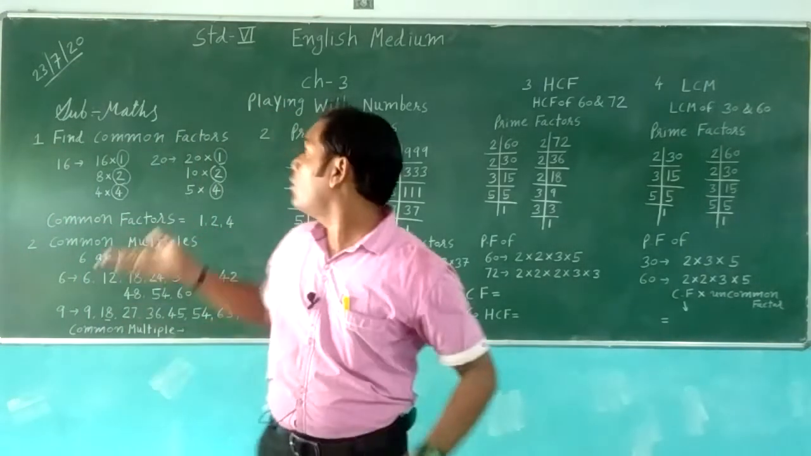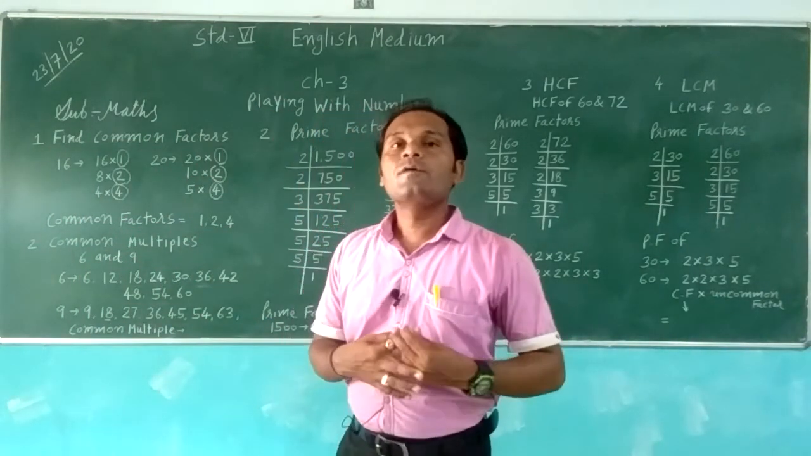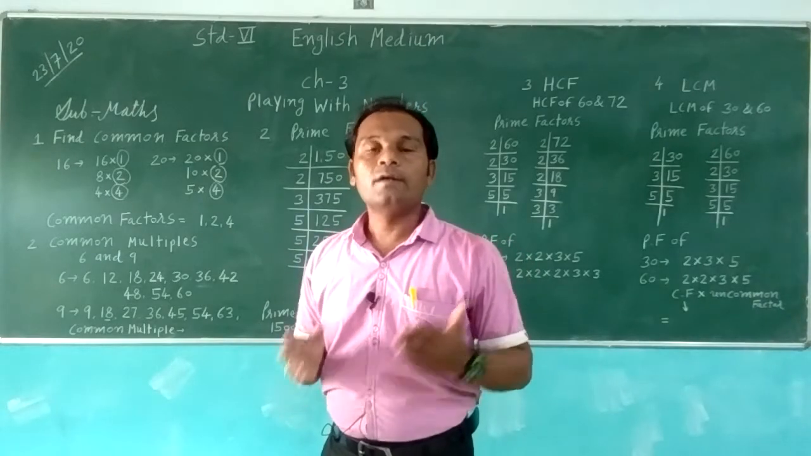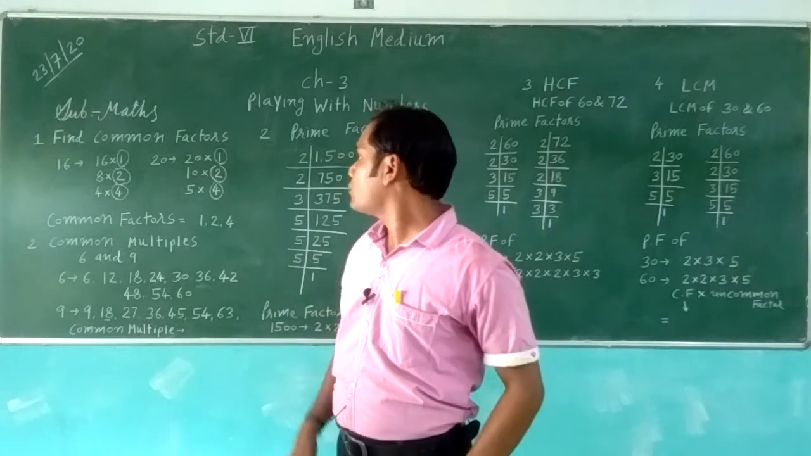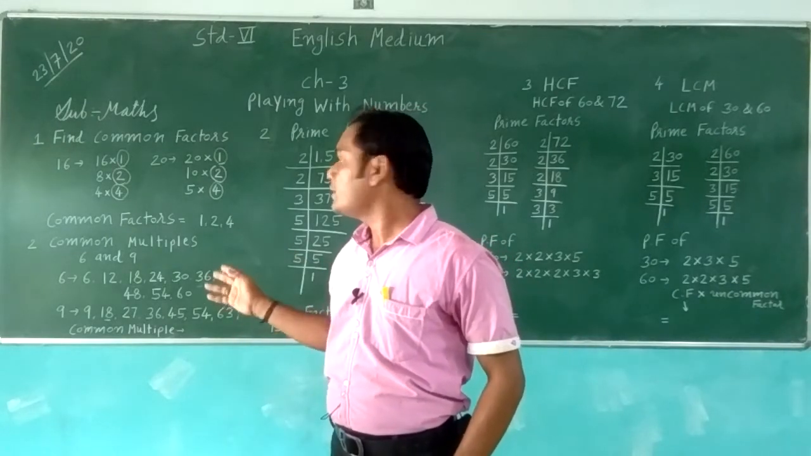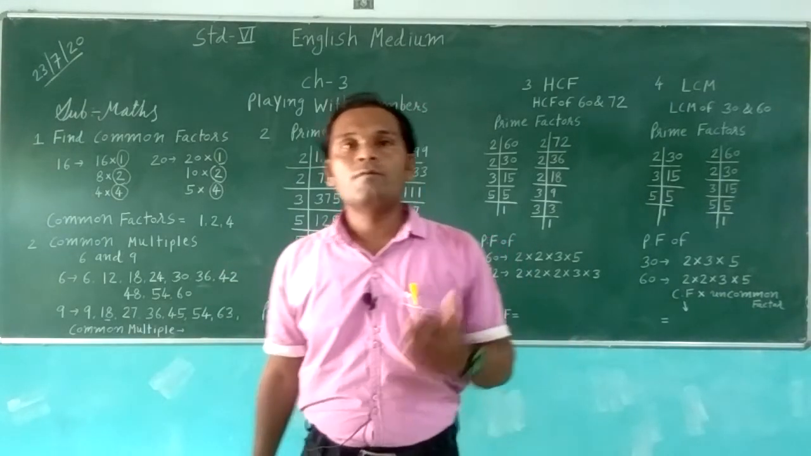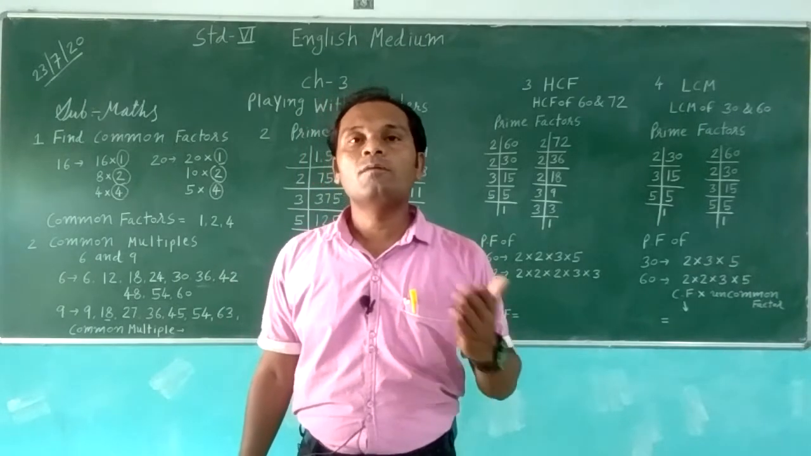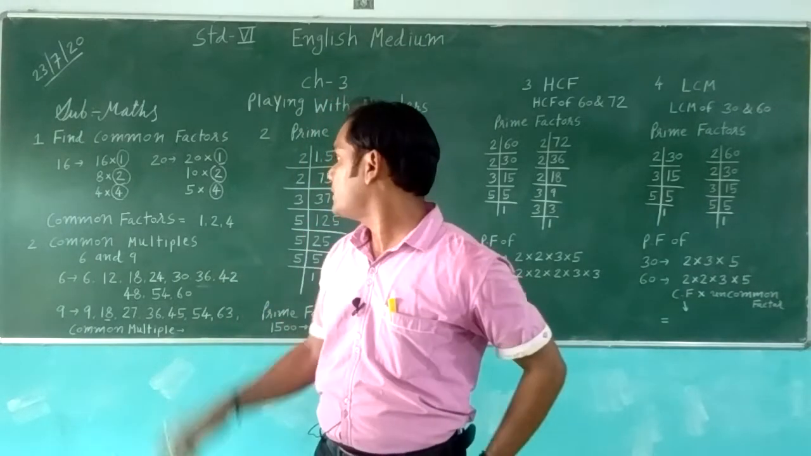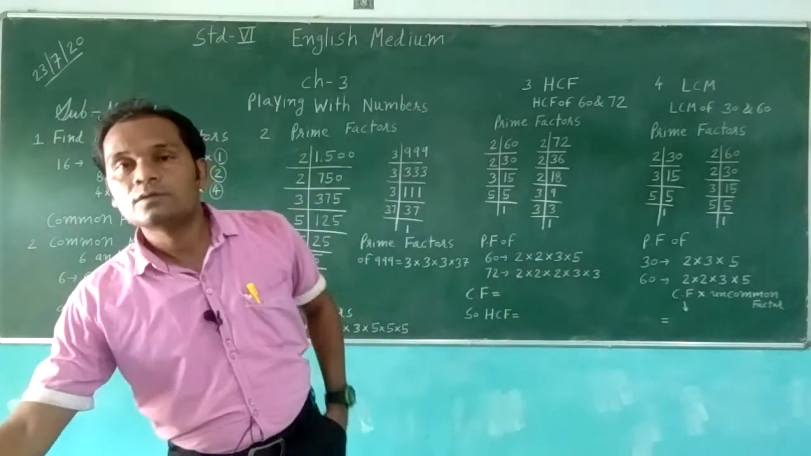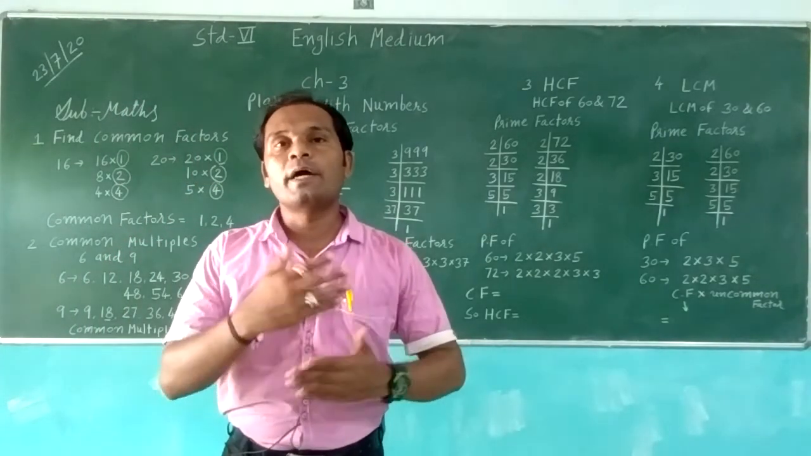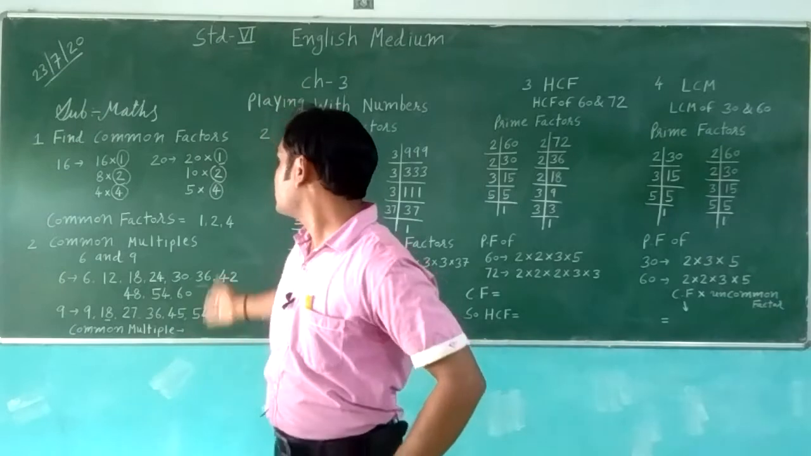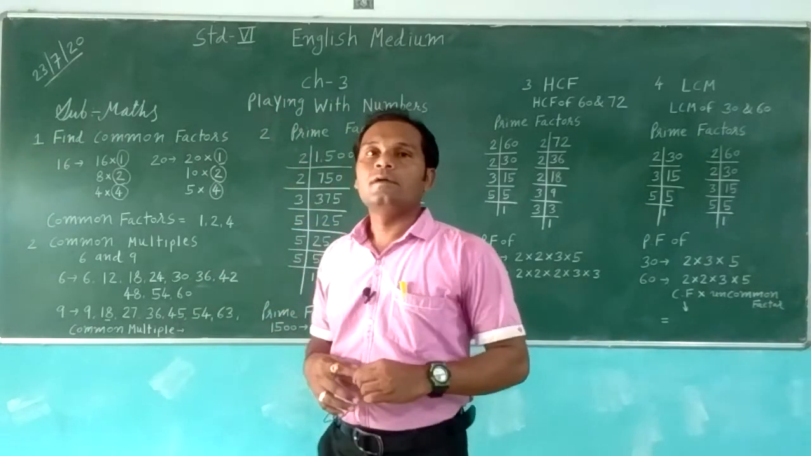First we find common factors. Now we are going to find common multiples of a number. We have two numbers, 6 and 9. So we need to find common multiples of 6 and 9. Before we find common multiples, we need to find multiples of 6 and 9.